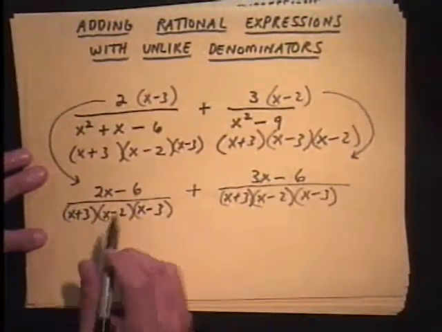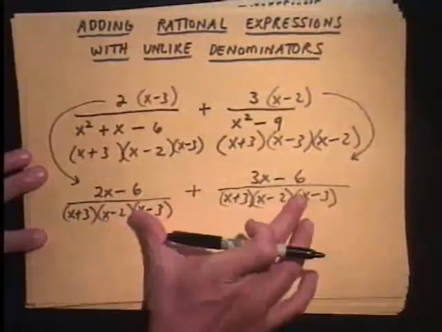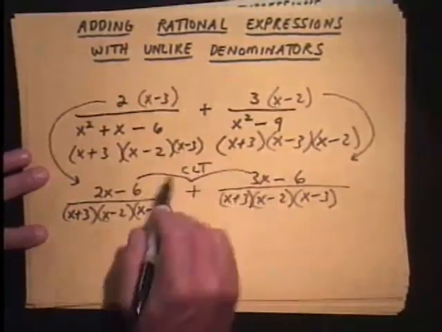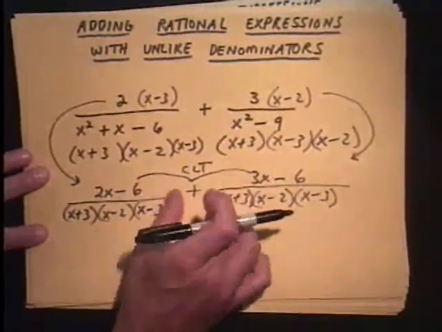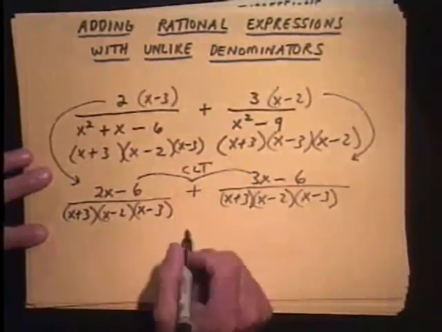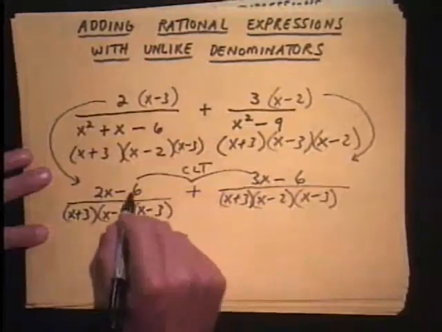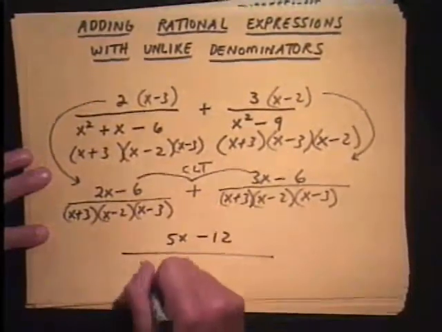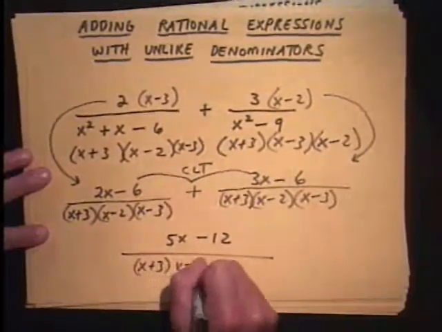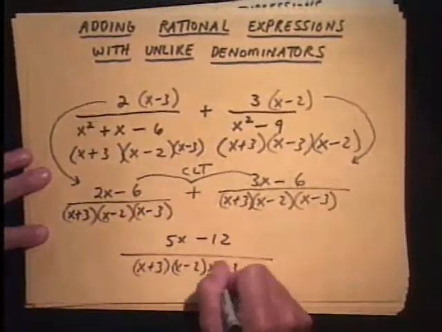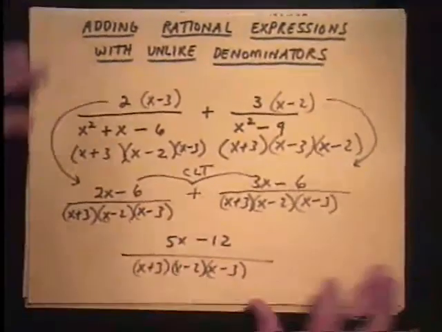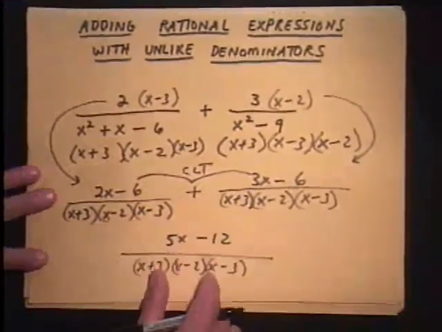So good. Now we can take these two and combine them into one by using the old collect like terms method, and the bird is back. I usually like the bird to tie them together there. So when we add the x's, we get 5x, and minus 6 minus 6 over here gives us a minus 12, all over that common denominator. All right, so we are making progress here. So we have taken them and changed them.